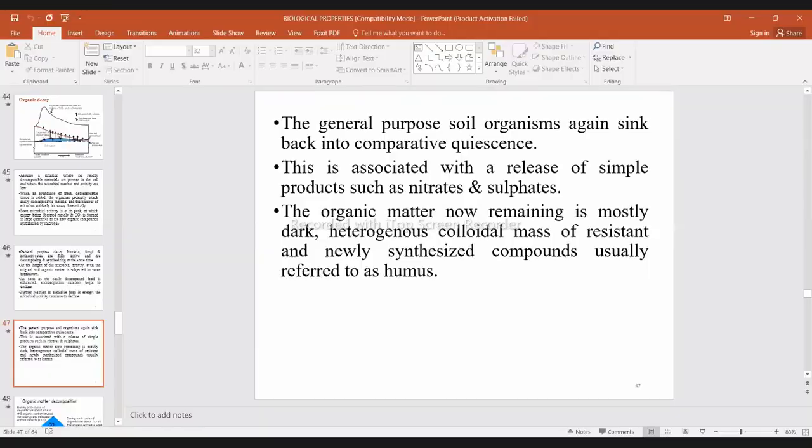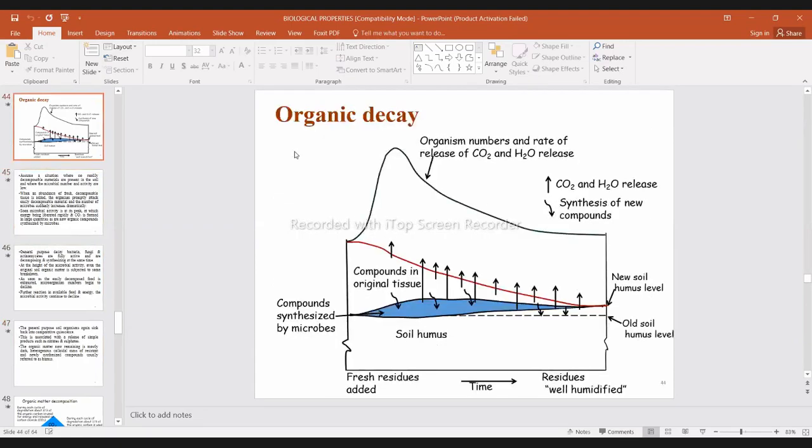Yes, ma'am. Any doubts up to this? Any of you, can you please explain this graph? Otherwise, I will call the number. 2020 AG065.